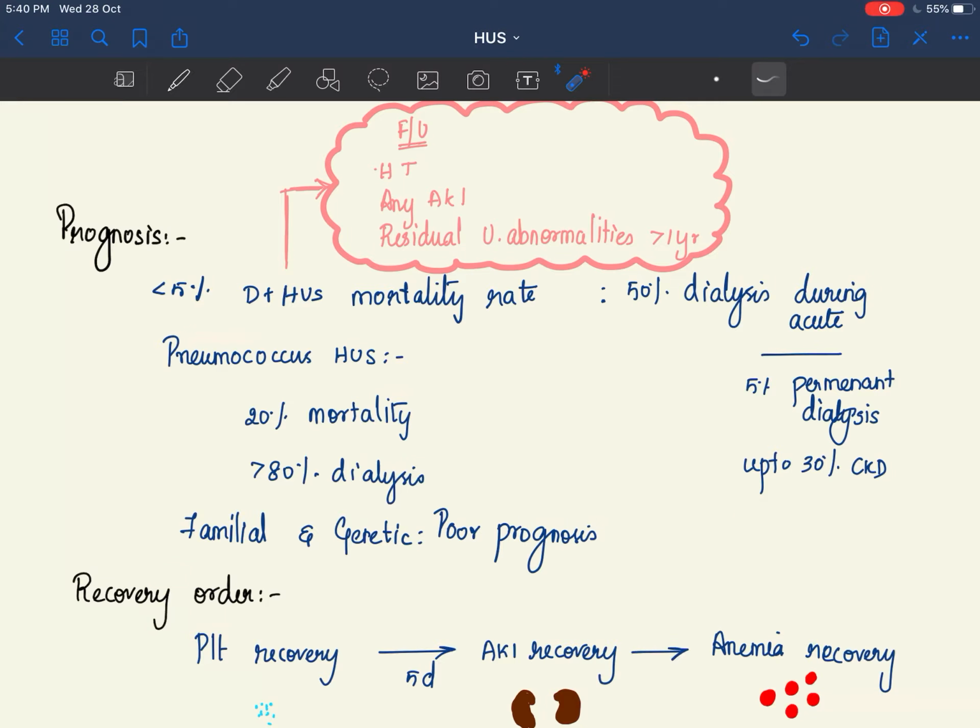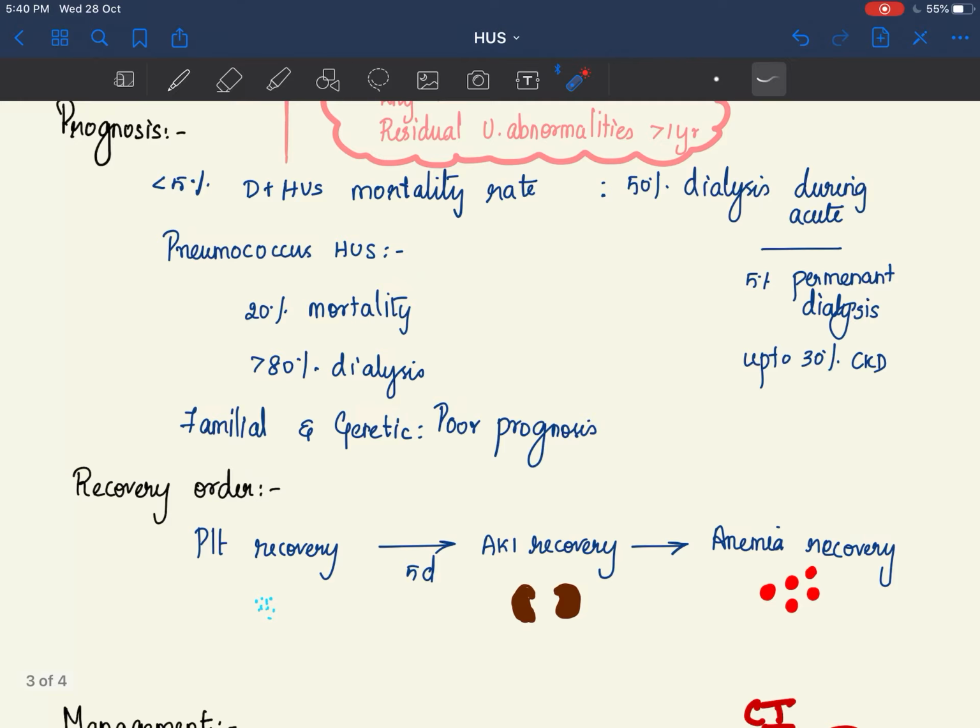Whom do you follow up? Any patient who has hypertension, any patient who had proper acute kidney injury criteria satisfied, and residual urinary abnormalities more than 1 year after presentation, you need to follow them up to look for CKD.